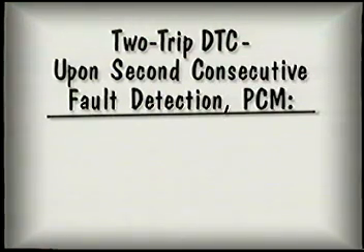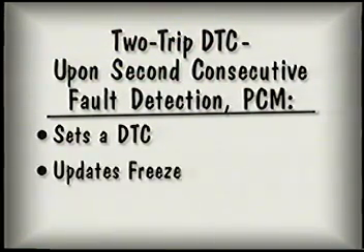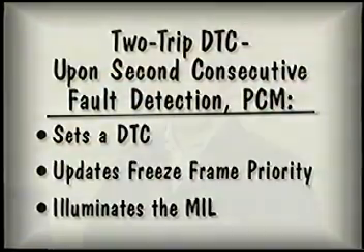During the next trip, when the operating conditions and monitoring conditions have been satisfied, if the fault is again detected, a DTC is set, the freeze frame priority is updated, and the MIL is illuminated. If, however, there is no second consecutive occurrence of the fault, the one-trip failure and freeze frame are erased from memory after a good trip has occurred.